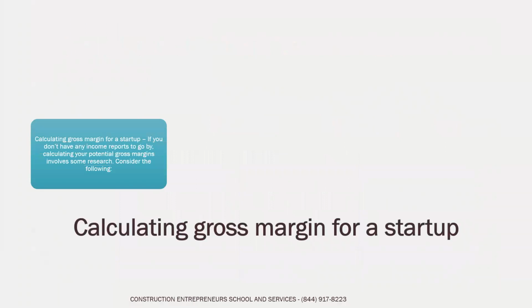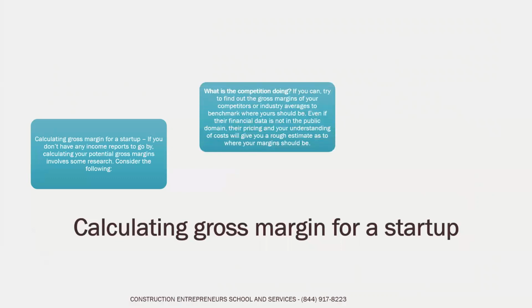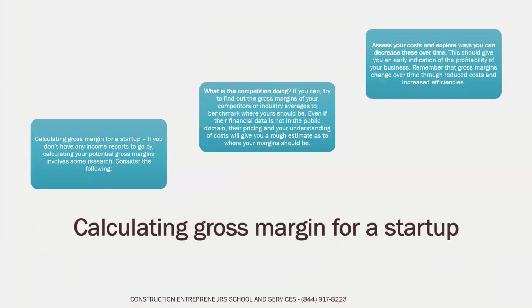Now, calculating gross margin for a startup. You don't have any reports to go by, so you don't have much data or many numbers to use to figure out your gross margin. But you can still figure this out by doing a little bit of work, figuring out what the average is for your industry. Do a little research on different companies. Some of the information may not be public, some may be. So you can get an idea of where the average is, and then do a rough estimate of where your margin should be. You can easily do that by using Google.